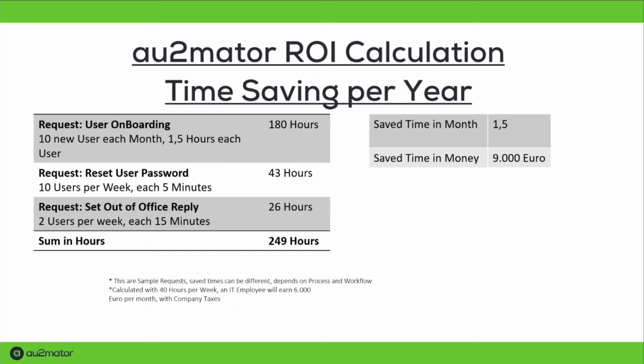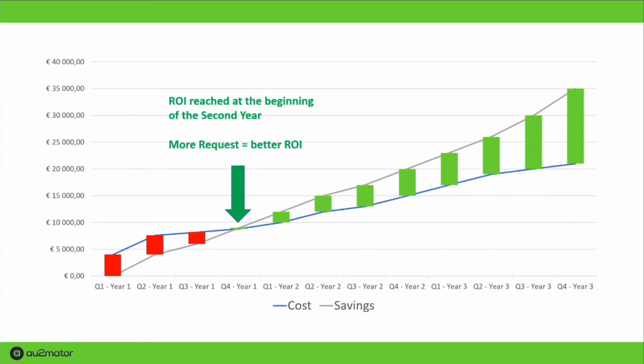On the other hand, the savings: the user onboarding happens around 10 times a month, and it took the customer 1.5 hours for each user, 10 times a month. So also for the other services, we summed this up to nearly 250 hours saved in the first year with only those 3 services. And calculated by an IT employee, we saved 1.5 months in the first year. So this made up 9,000 euros. So if you remember, we had 8,800 euros against 9,000 euros. So the return of investment was made before the end of the first year.